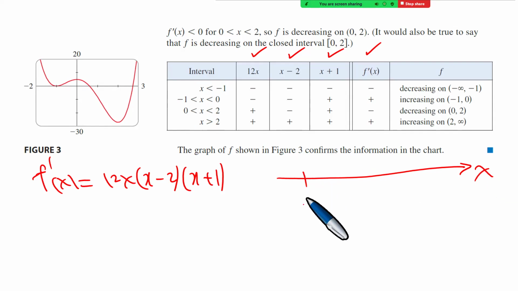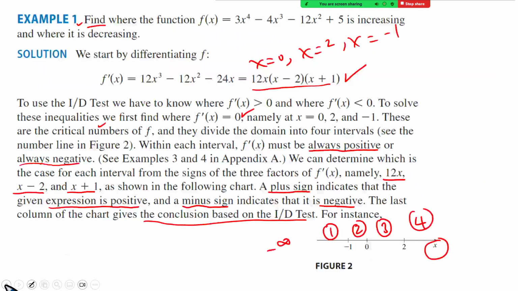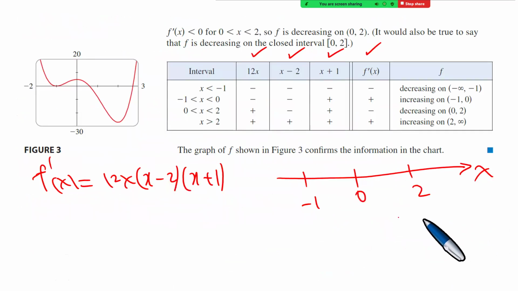We're able to see -1 comes from here, and x equals 2 comes from there. So we start with the negative numbers, then we have -1, then a 0, and then a 2. Take a look: -1, 0, 2. This is it. We have them in order on the number line.